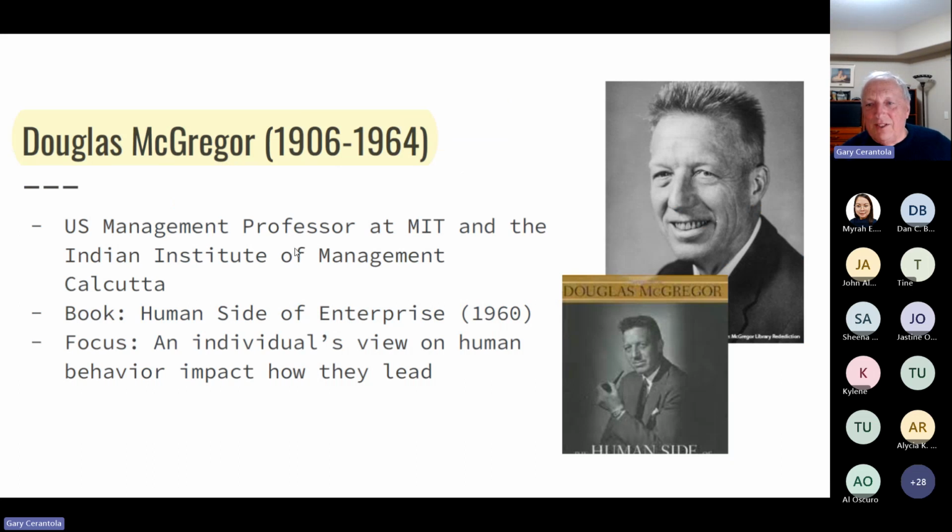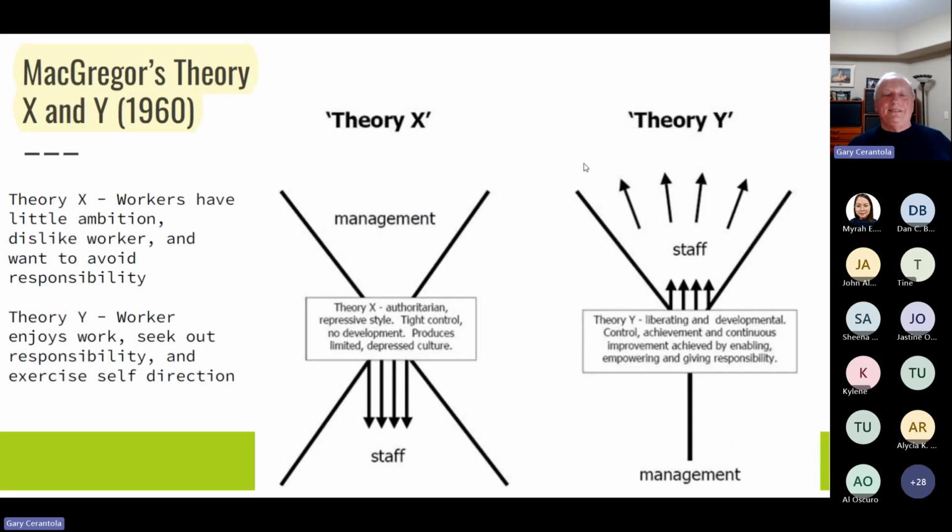And Douglas McGregor's theory has been around for a long time. And so what Theory X is, it's workers have little ambition. So it's part expectation, and people will meet your expectations, but it's the assumption that workers have little ambition. They want to avoid responsibility, and so what you do then is you're an absolute authoritarian, and you have tight control, no development, procedures. So you treat them as if they don't know very much, and to get the performance that way.